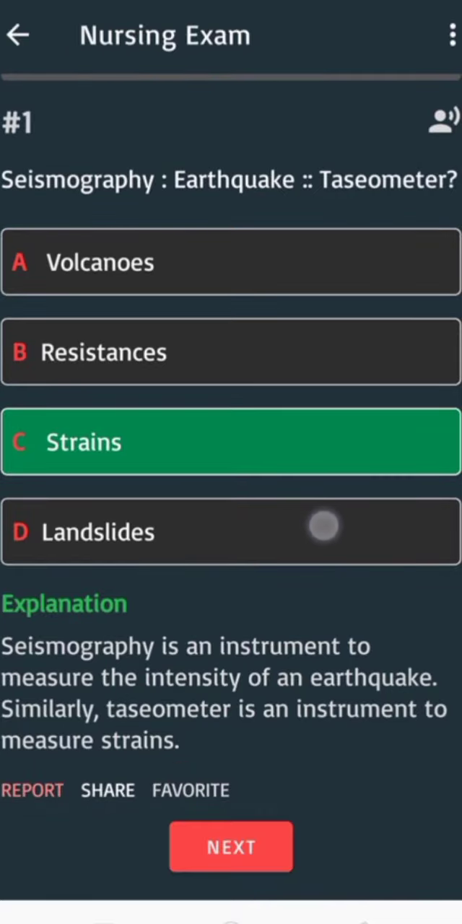Correct answer: Seismography is an instrument to measure the intensity of an earthquake. Similarly, tasimeter is an instrument to measure strains.